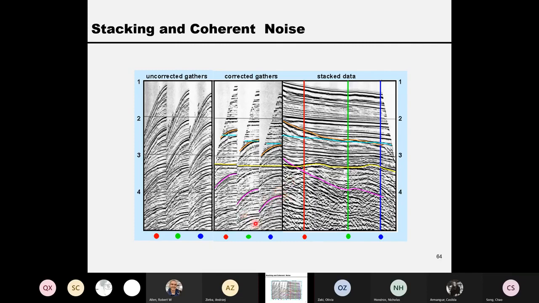You can see for this color, at this gather here, blue here, you can see the events here. So this one starts from here to here, right? That's the one. And this is another multiple. You can see you still have a multiple residual. This is the result of NMO stacking. We cancel some multiples, but not completely.